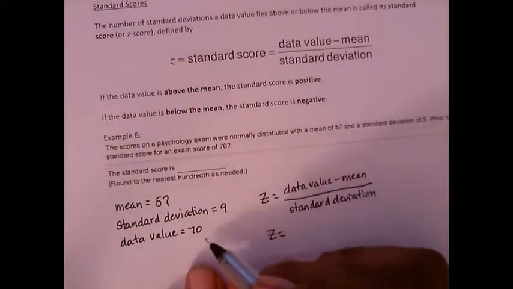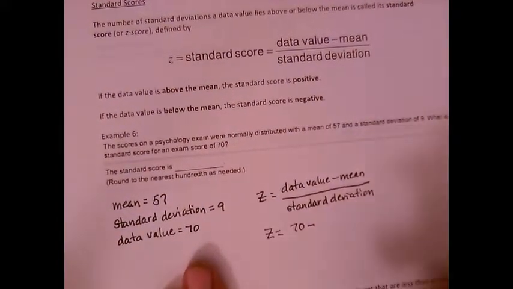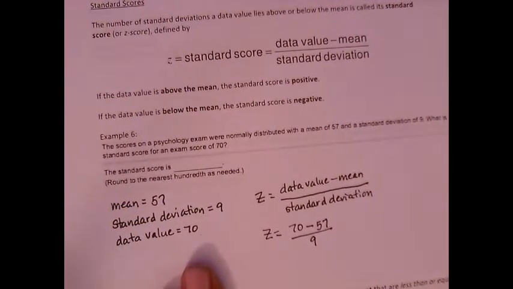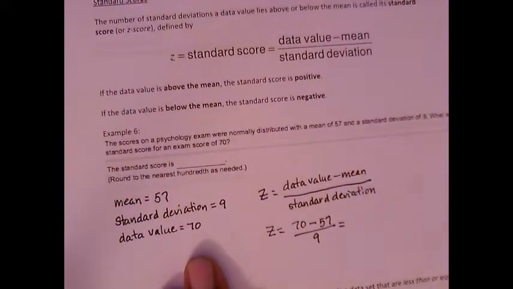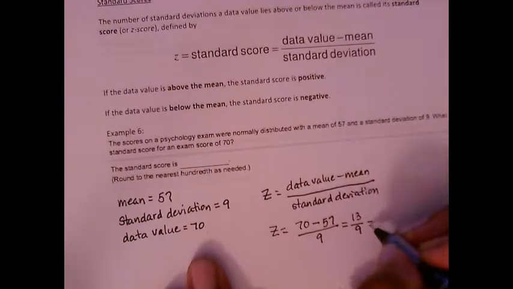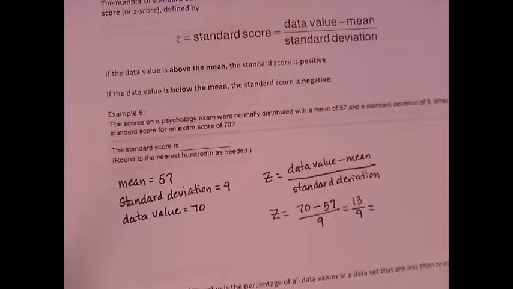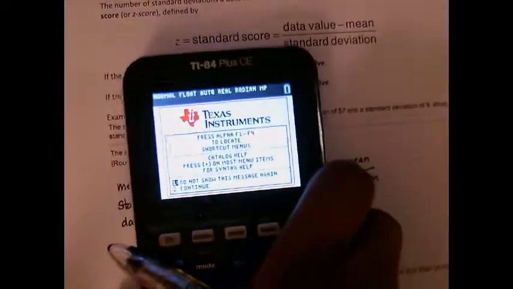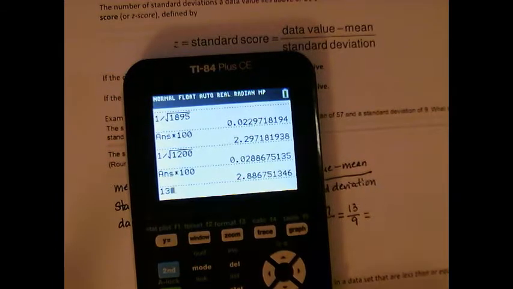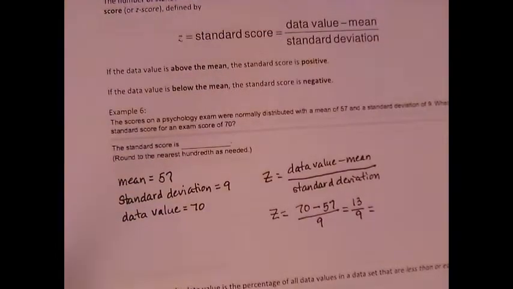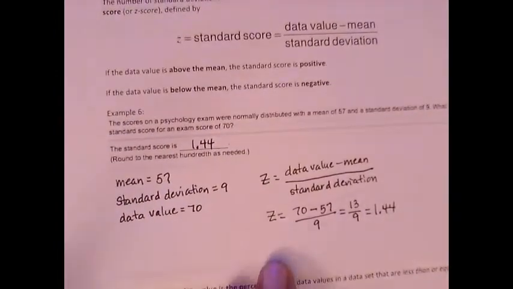So here your z-score is going to be this. Your data value is 70 minus the mean 57 divided by the standard deviation of 9. Now we first got to do 70 minus 57. That will give us 13. And then do 13 divided by 9. Here they want this to the nearest hundredth. In other words, we need to round this off to 2 decimal places. So 13 divided by 9, to 2 decimal places, is 1.44. So the standard score would be 1.44.